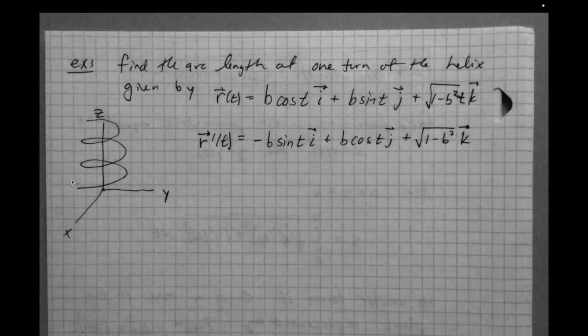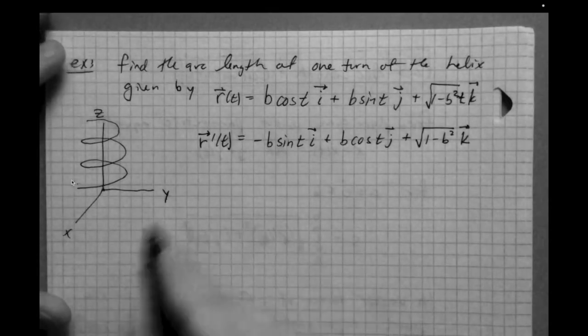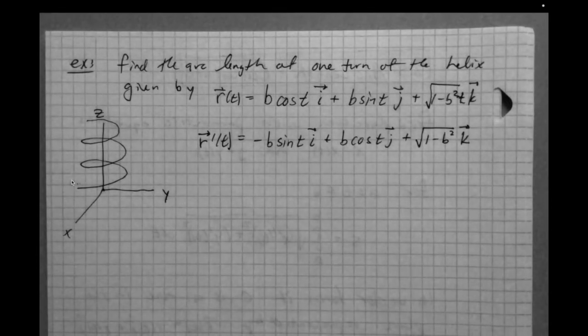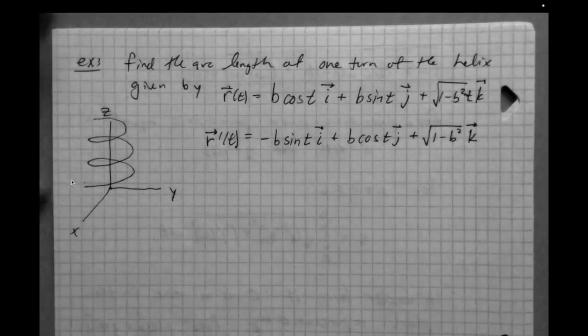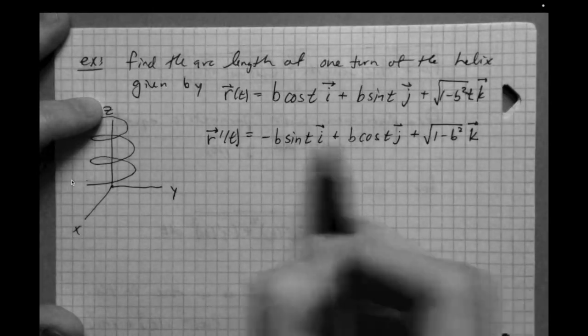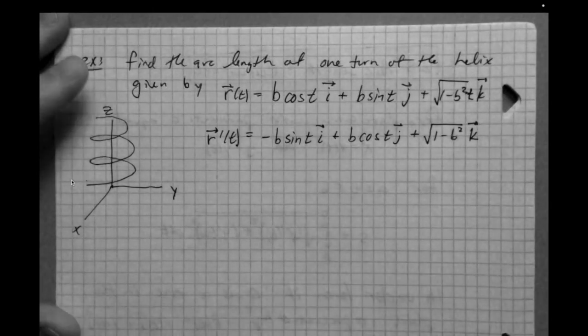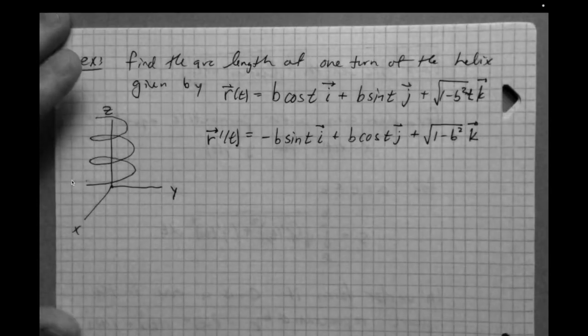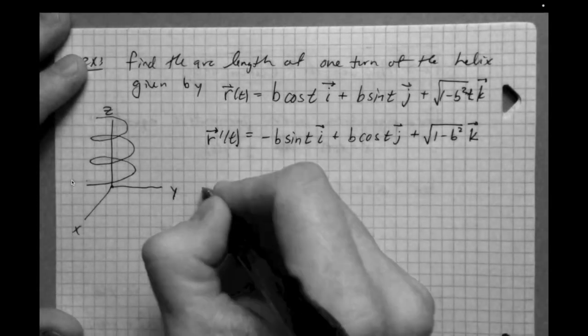Then we can integrate this to find the arc length, right? So 1 turn means 1 revolution. That's 2 pi, right? Obviously t is inside the trig function, so that 1 turn implies 2 pi. We'd be integrating from 0 to 2 pi.